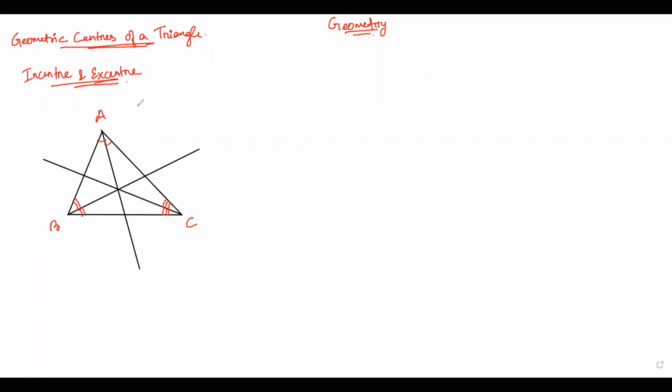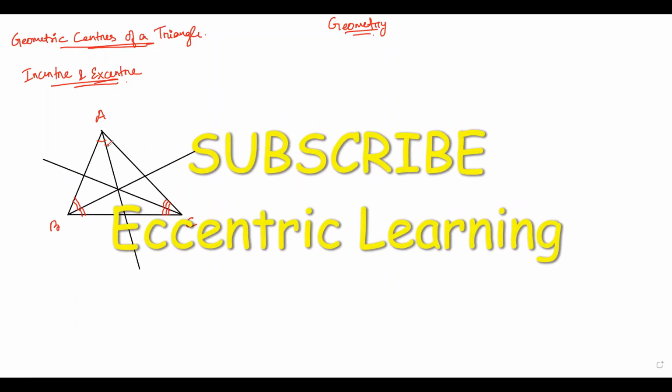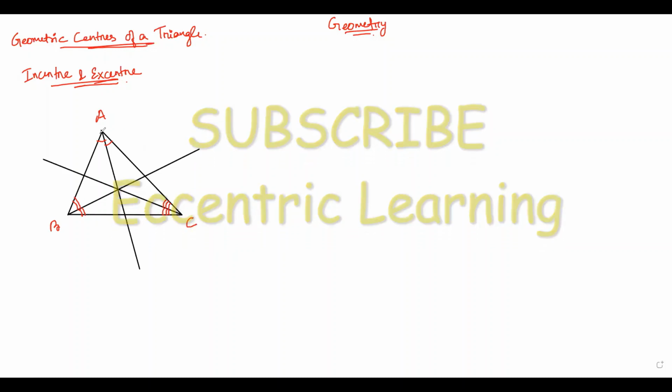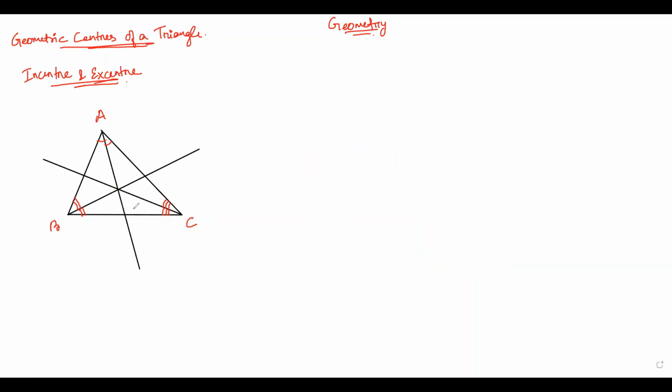Now, let us see what is incenter and excenter of a triangle. Say we have a triangle ABC with three angles, angle A, angle B, and angle C. Say we have drawn the internal bisector for angle A, the internal bisector for angle B, and the internal bisector for angle C. Now, all these internal bisectors will meet at a point, and this point is called as the incenter of the triangle, which we generally denote by capital I.